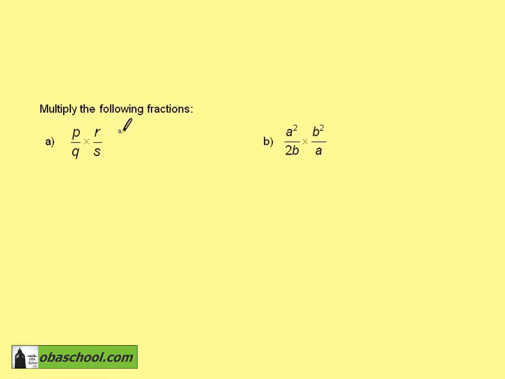We want to multiply the following fractions. We have P over Q times R over S. When multiplying fractions, we multiply the tops. P times R is PR, and we multiply the bottoms. Q times S is QS.